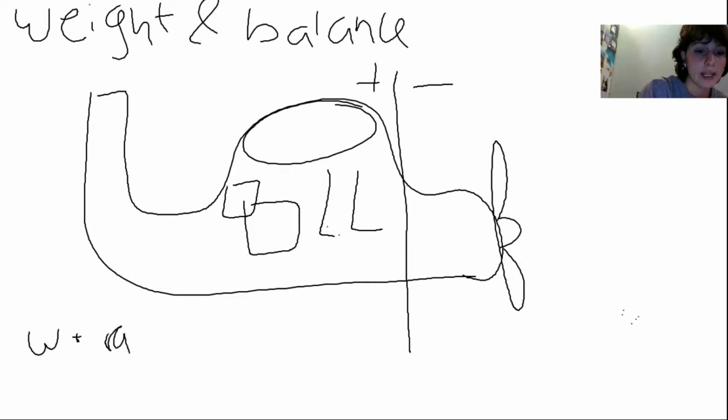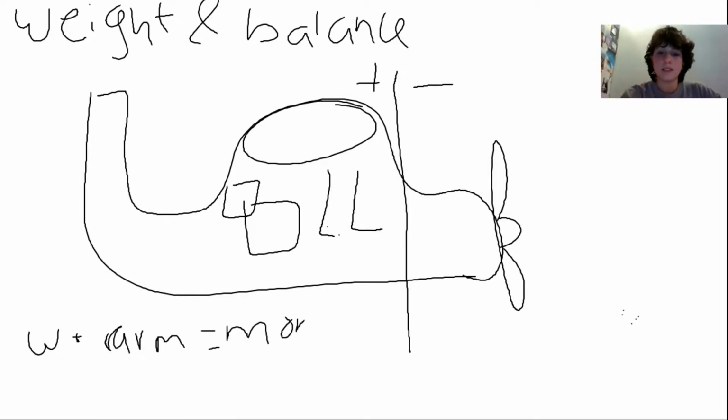So, what is the arm? I'm going to explain that to you right now. First, the arm is the distance between each one of our values, basically.